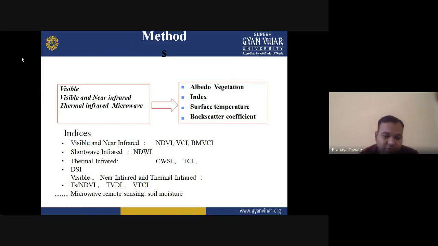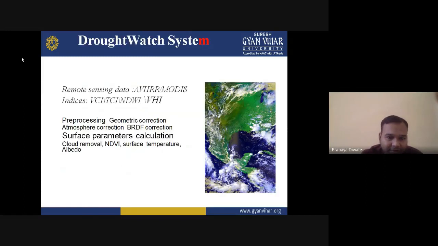NDVI, you know what NDVI is. Then you have different kinds of vegetation indices, then water index and all. And this is TCI, temperature. So you use different kinds of indices for drought monitoring.